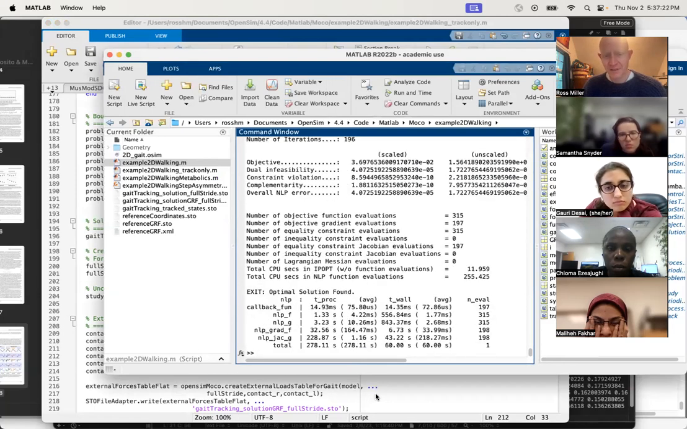I'll often have it write to the screen, like in text, what the metabolic cost was and things like that. Don't get into a situation where you're coming back to look at that and then manually typing it in or writing it down and recording it somewhere.